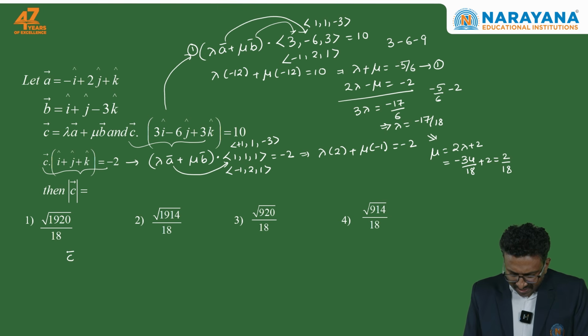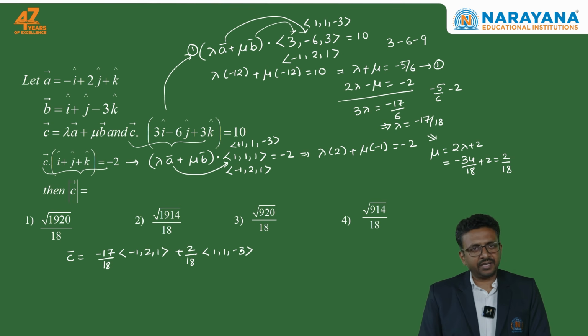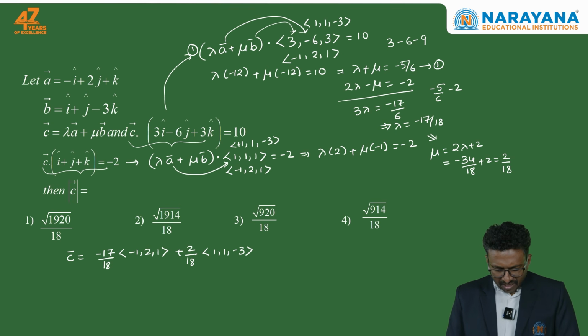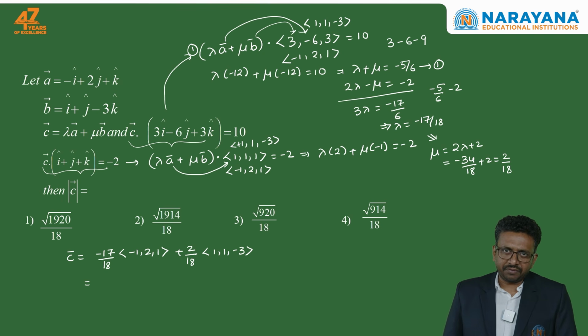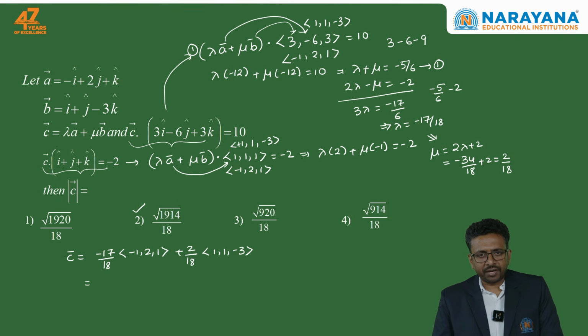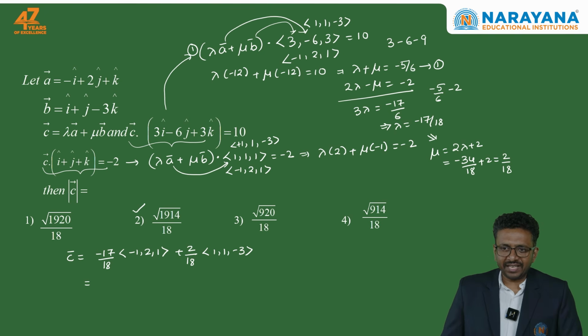So now from this you'll get C bar is equal to minus 17 by 18 times A bar, which is minus 1, 2, 1, plus 2 by 18 times B bar, which is 1, 1, minus 3. Now we have conceptually solved the equation. What is remaining is you have to do the calculations, take C bar and find the magnitude of it. I hope you know how to do the basic magnitude. If you calculate this, you are going to get the second option, root of 1914 by 18. So I hope you have understood this question. Now let's go to the next question.